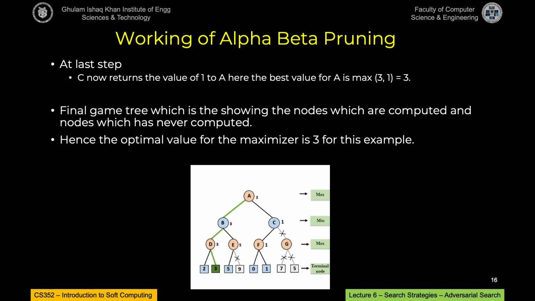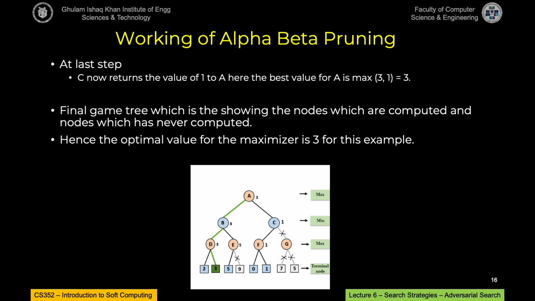C now returns the value of 1 to A. Here the best value for A is maximum of 3 and 1, which is basically 3. So A is assigned a value of 3. Shown here is the final game tree, showing the nodes which are computed and nodes which have never been computed. So what you can see here is that the optimal value for the maximizer is 3 for this example. You can try running it with and without pruning, and you will notice that it will still give you the value 3 for A.